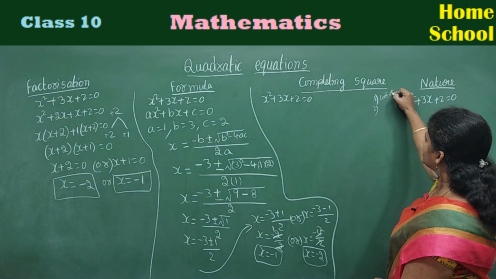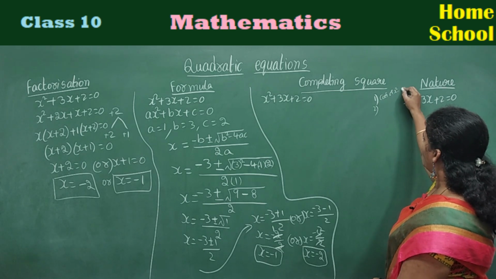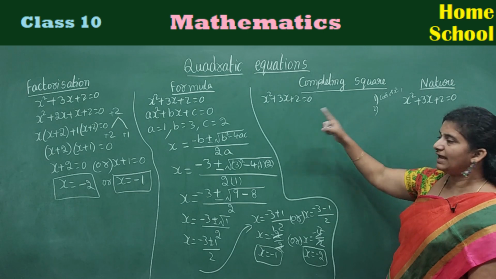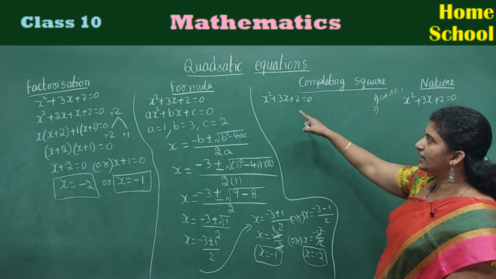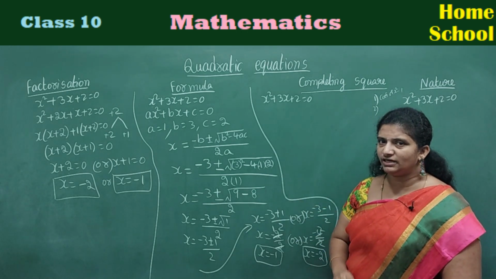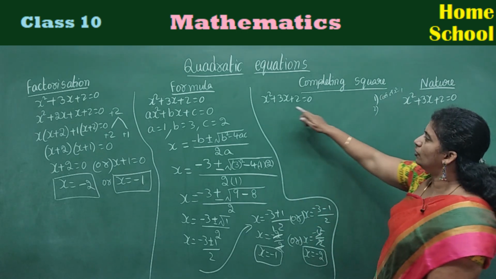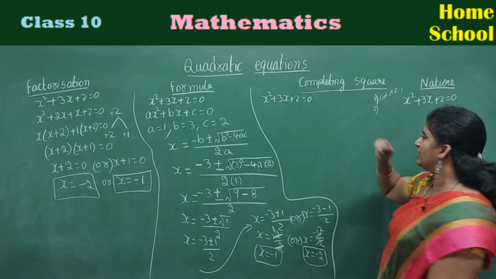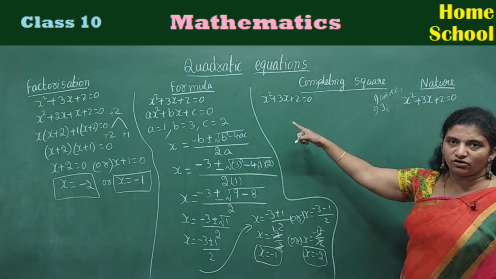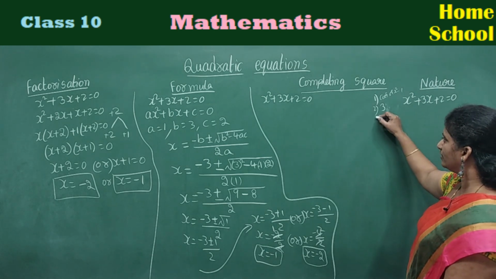The coefficient of x square must be 1. Second step: what is the x coefficient? 3, right? Don't consider the sign, only the number, that is 3. Second step, observe the x coefficient and write that number here.